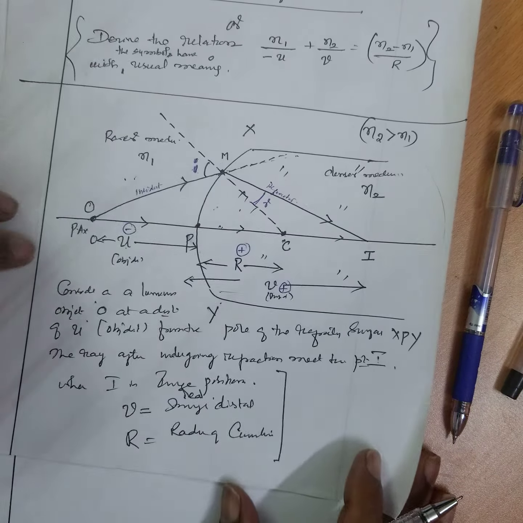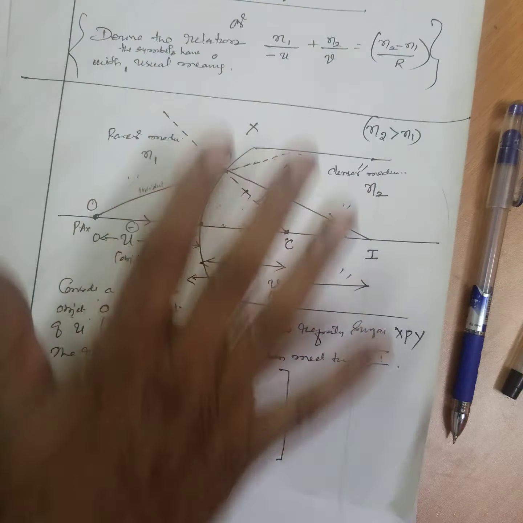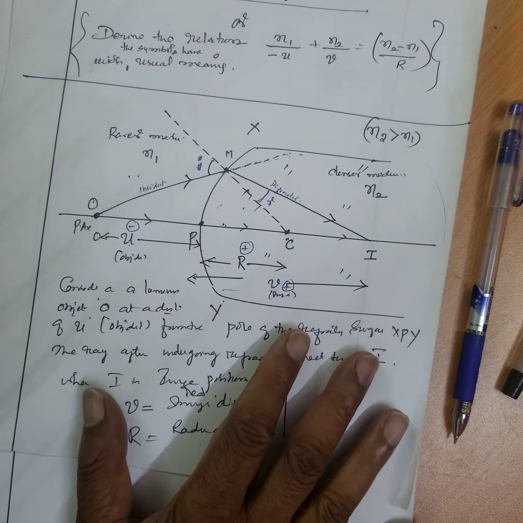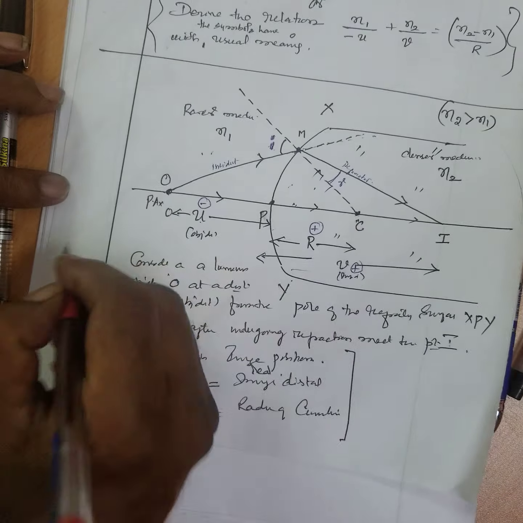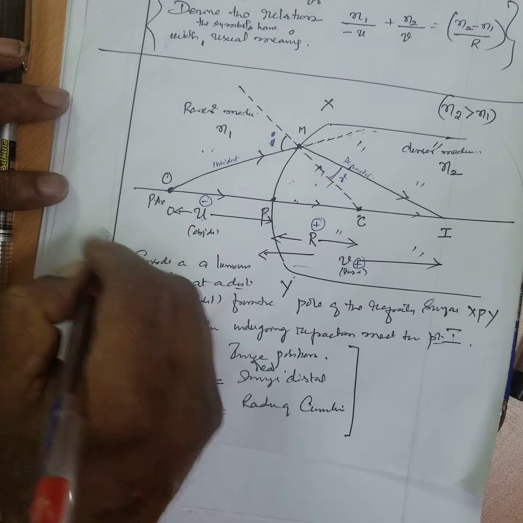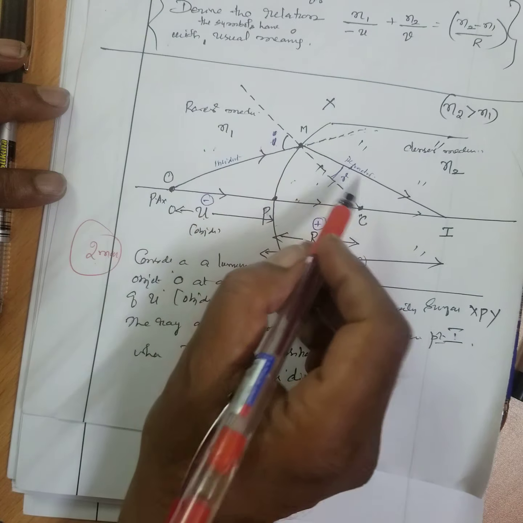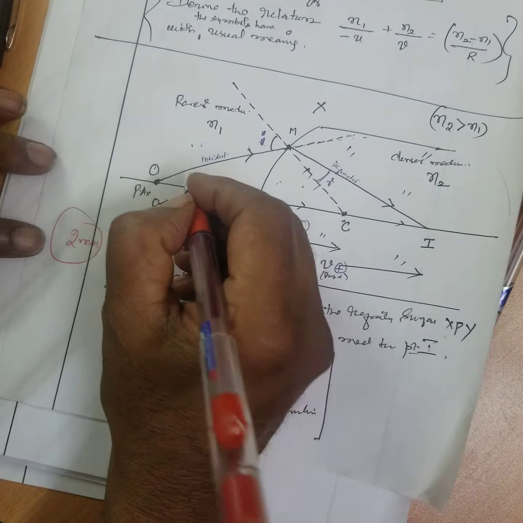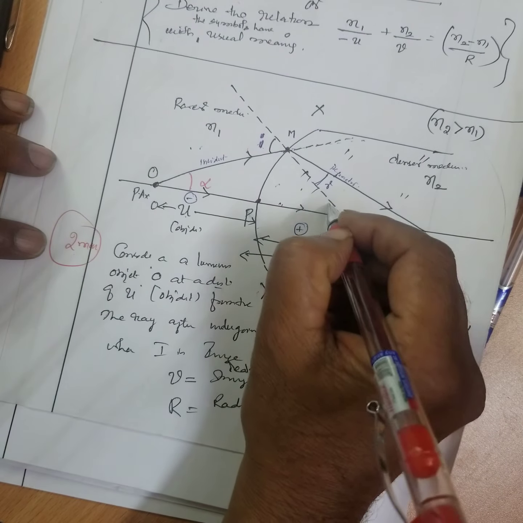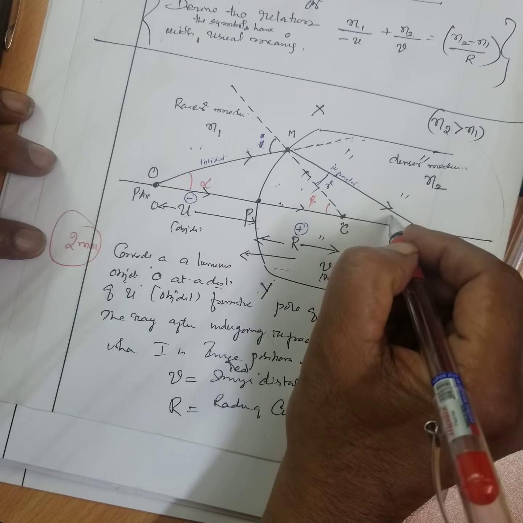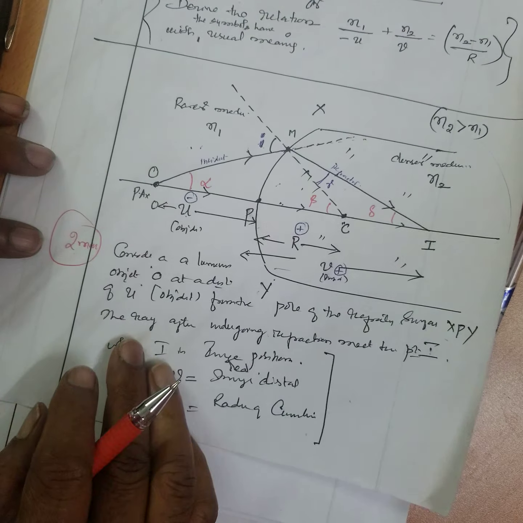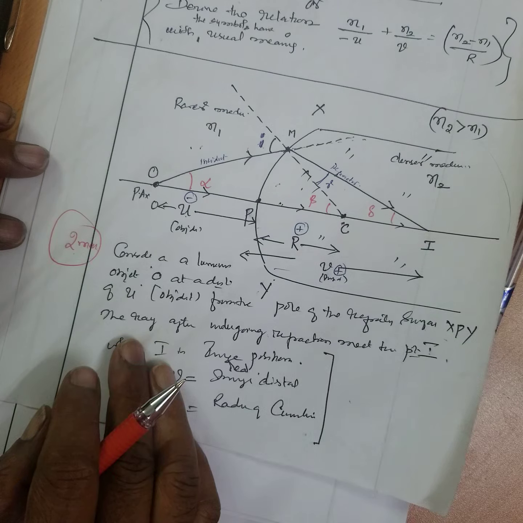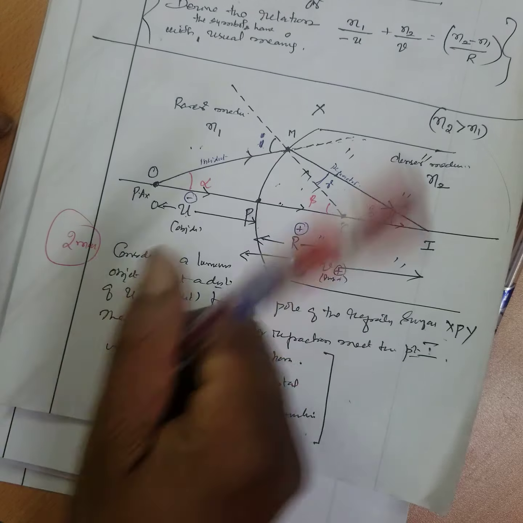Now I am doing up to this much. If you do this much in the examination, you'll definitely get 2 marks. i, r, understood? Then I'll write here alpha, beta, and delta. Understood?